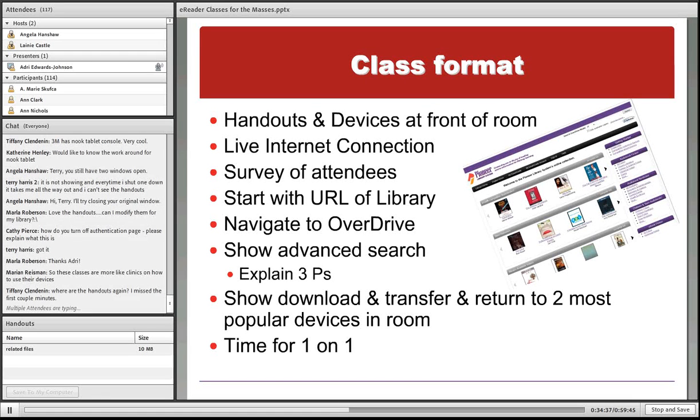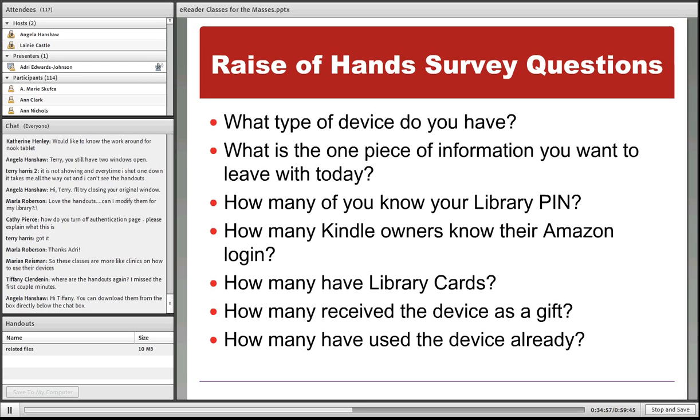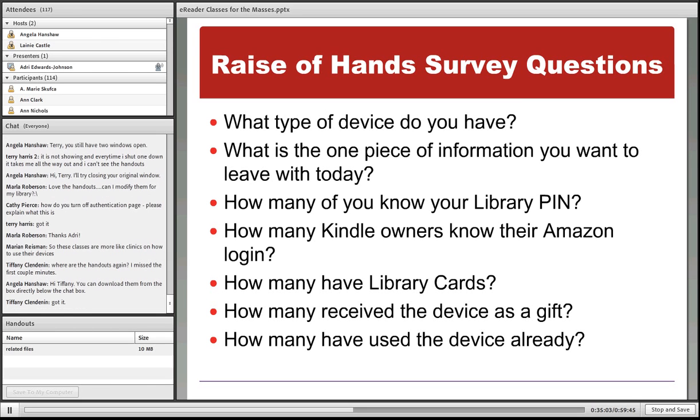So we have a live internet connection, and then something we do as an icebreaker before the class is we survey the attendees. I'm going to go to the next slide so you can see the questions we ask, and then I'll come back to the other slide. This is just a raise of hand survey. You could hand this out on paper if you're a data monkey and you really want to track all this data and write an awesome research paper on it, and then I will read it and applaud you. But I'm not doing it.